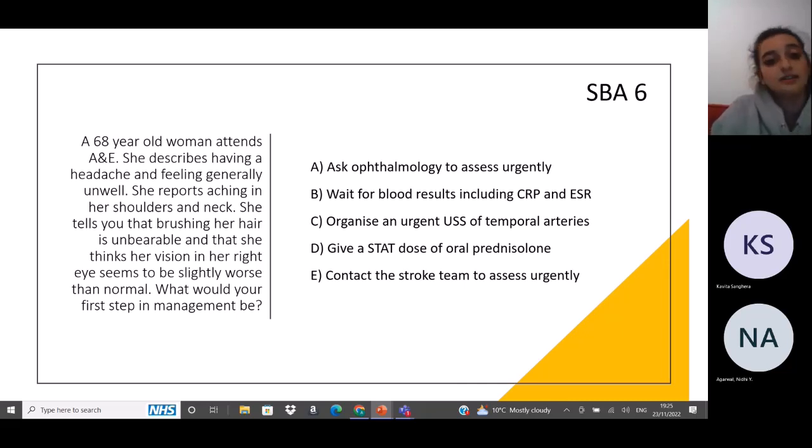Are you going to ask ophthalmology to assess her? Are you going to wait for the blood results to come back, including CRP and ESR? You're going to organise an urgent ultrasound scan of her temporal arteries. You're going to give a stat dose of oral prednisolone, or are you going to ask the stroke team to come and have a look at her?